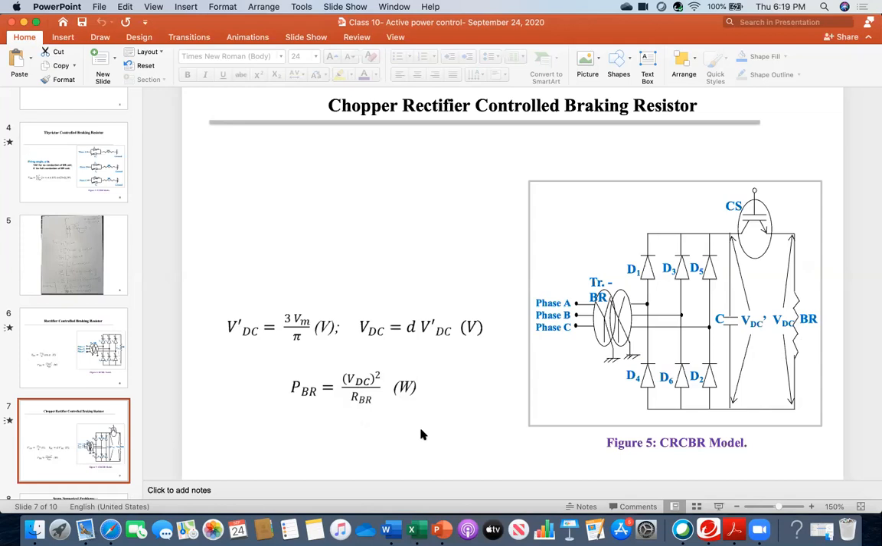This is that very popular and widely accepted method, and a simple method, because you see it's a simple resistance. The only thing you have to design is this power electronic portion, then you are fine.